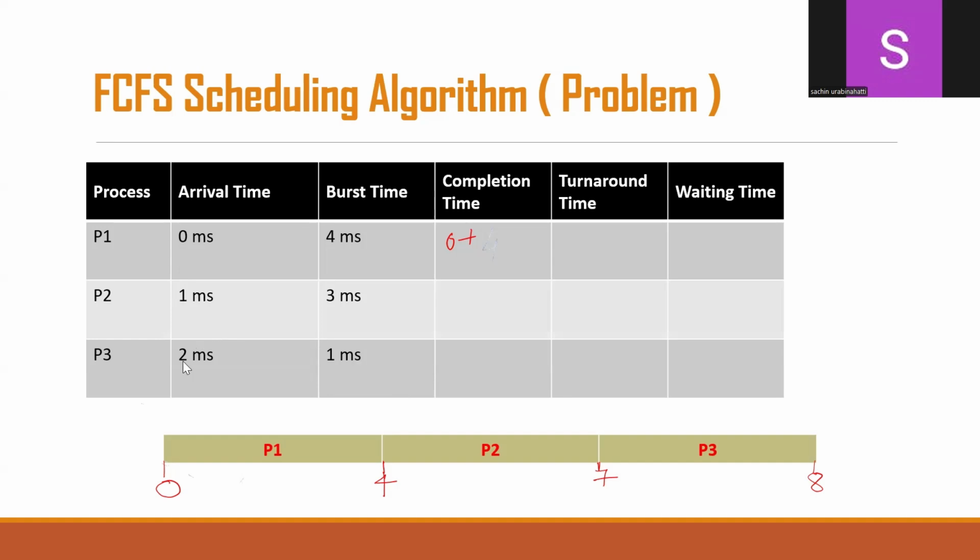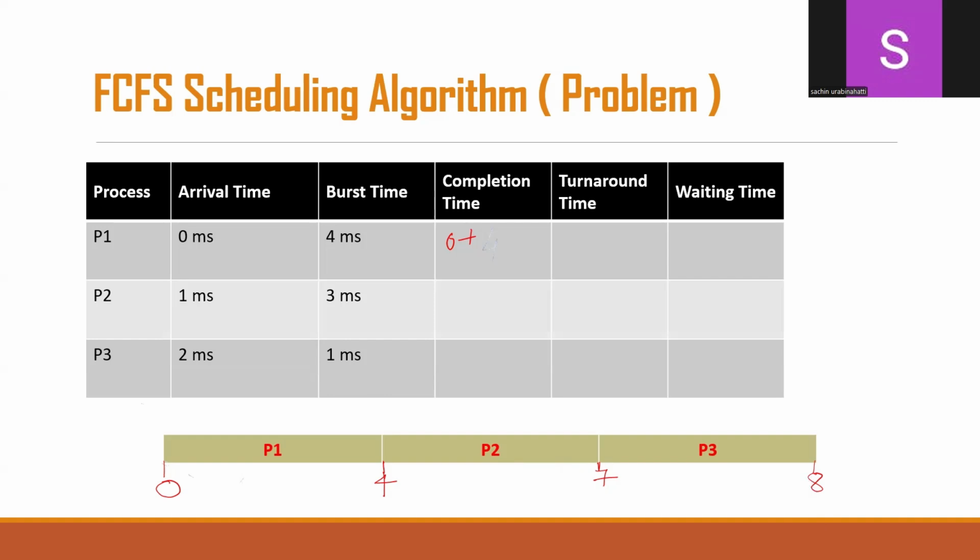But when does it start? Even though it is there at the second microsecond itself, it can't start at the second microsecond, because it has to wait for the completion of P1 and P2. P2 completes at the 7th microsecond, so that is the time when P3 starts its execution. What is the completion time? It is 8 microseconds. It starts at the 7th microsecond, and the execution time of P3 is 1 microsecond. So 7 plus 1 is 8. All the processes will be executed in 8 microseconds.